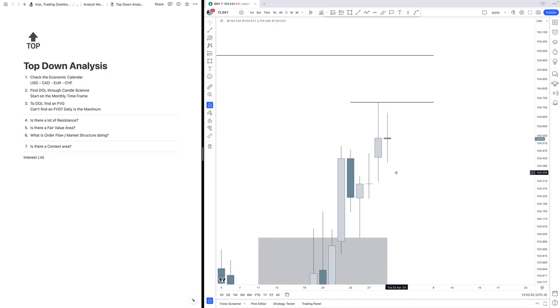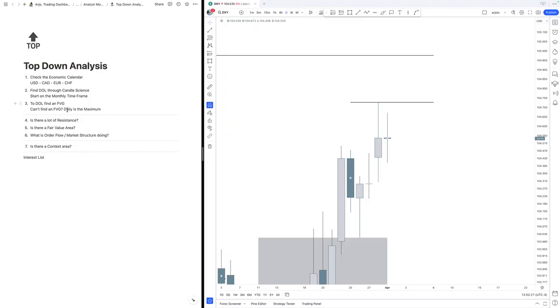No, we do not. We do not have a daily fair value gap higher right here. I do not count a volume imbalance. That's not a fair value gap for me. So right here, can we go into the 4-hour time frame? Well, you potentially can go into the 4-hour time frame. I have written down, can't find an FVG, can't find a fair value gap.